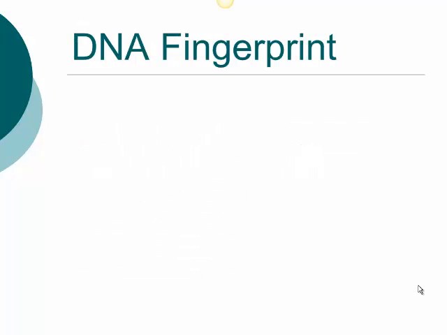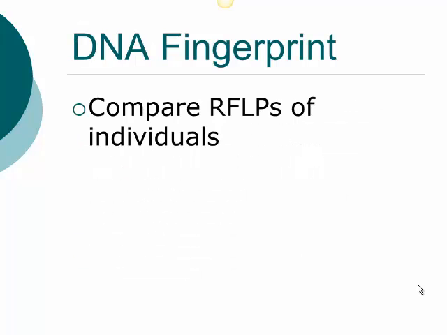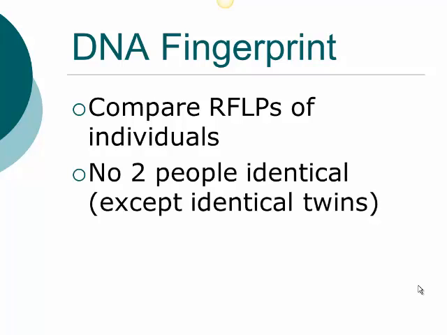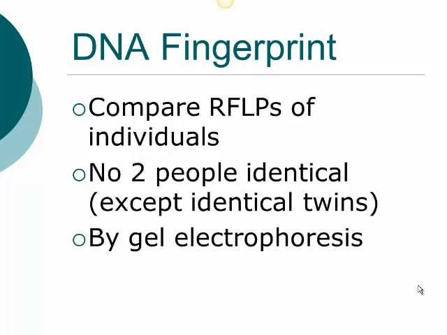You can compare these, the RFLPs of individuals, in a DNA fingerprint. No two people are identical except for identical twins. And so this is why the DNA fingerprinting has become so important in court cases, because they're very, very, very specific. And we do this by a process called gel electrophoresis. We will be performing restriction analysis, DNA fingerprint by gel electrophoresis after vacation.